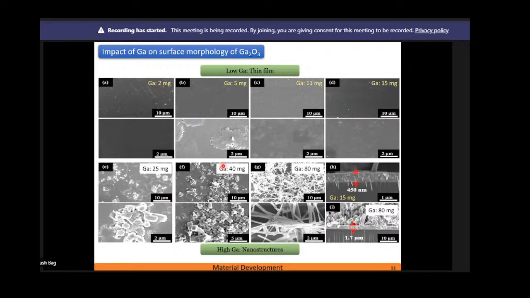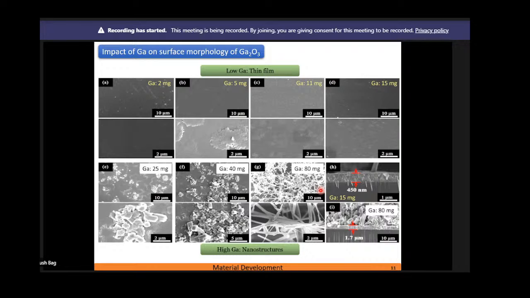Now when we increase this gallium to 25 milligram, 40 milligram, you can see different nanostructure-like features appearing on the surface. That means this is not good for typical power device purposes. But again, we'll show finally that this nanostructure may be suitable for other purposes.